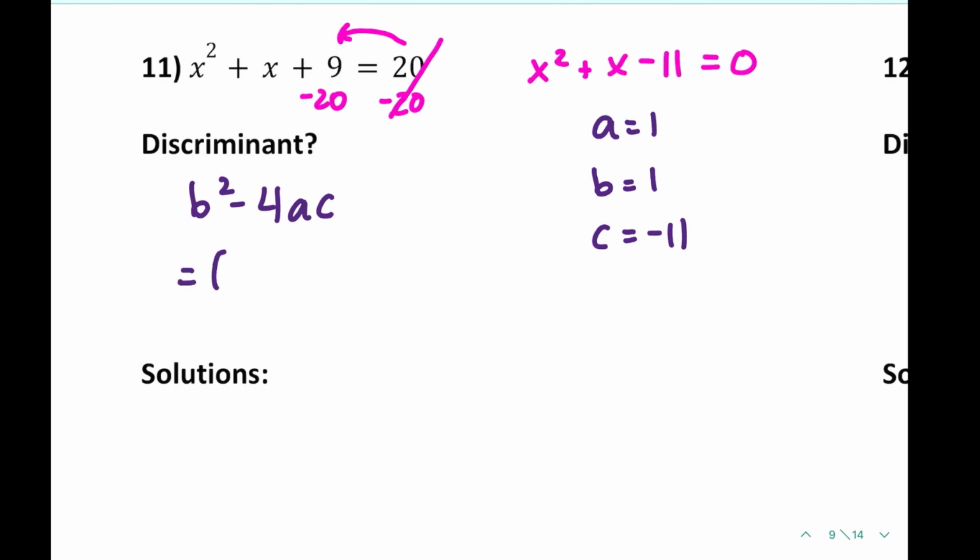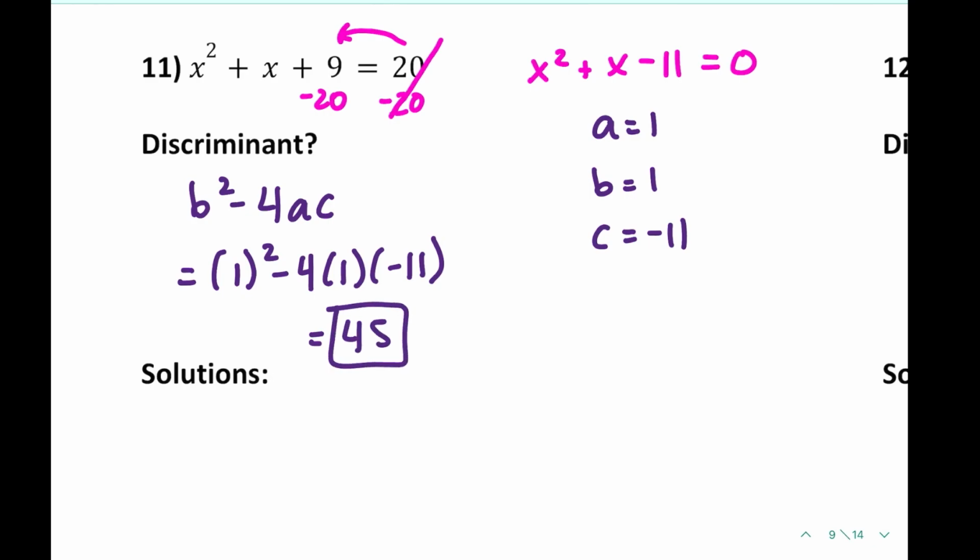So let's see, 1 squared minus 4 times a times c. And then again, that's calculatorable. So let's see, 45. It's a positive discriminant, so I have two real solutions. Again, that's the whole point of finding the discriminant so that we know what solutions we're looking for, how many we should have.